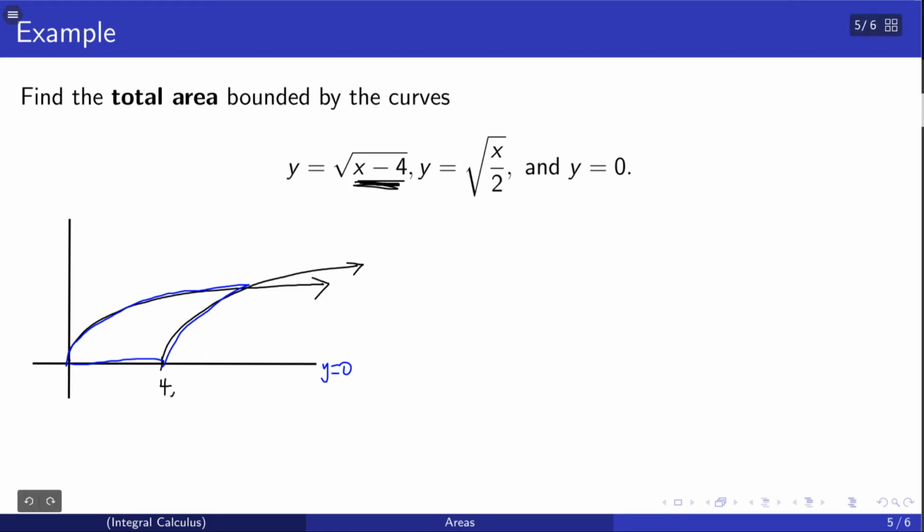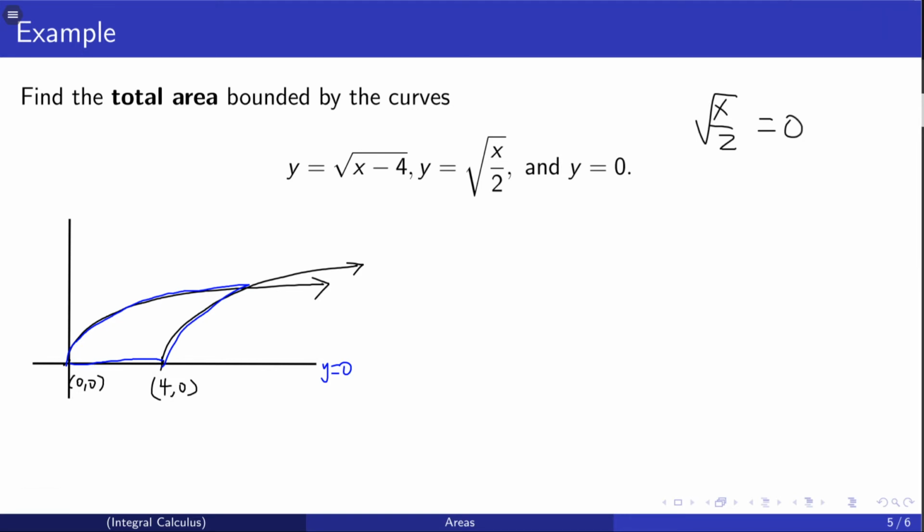Well, we know that (4, 0) is one. Right, it's the intersection point of the first curve and the third curve. That was pretty simple. We know the origin is another. Right, it's the intersection point of root x over 2 and 0. And I mean, it's easy to show that you don't get any other intersection points, right? Just do the algebra. Solve for x such that y equals square root of x over 2 also gives you y equals 0, right? And 0 is the only solution there. That gives you the origin.